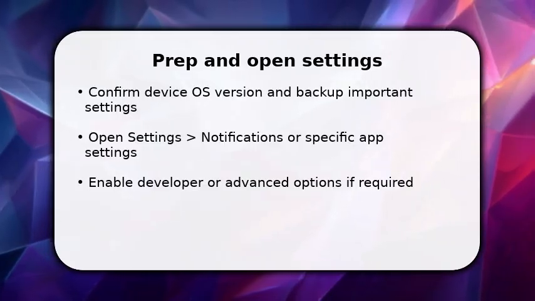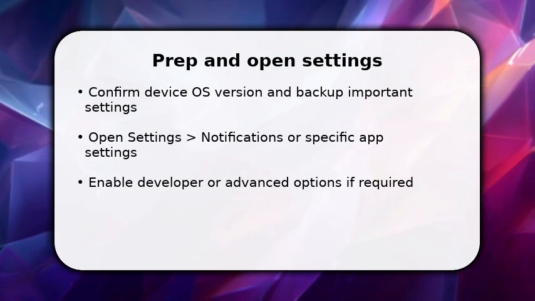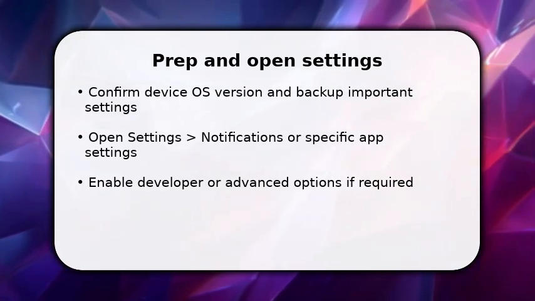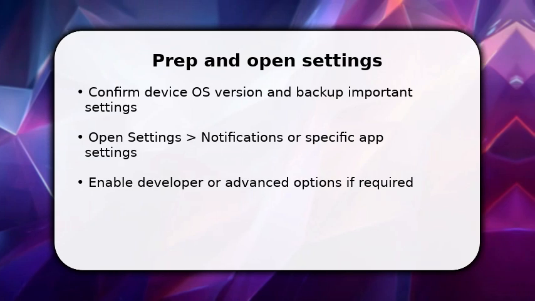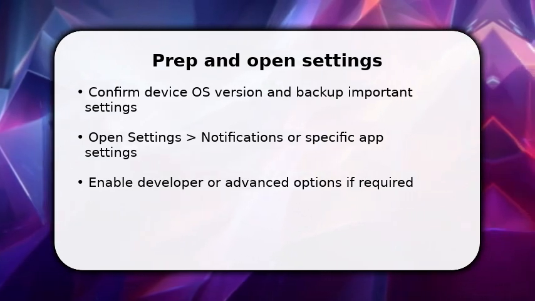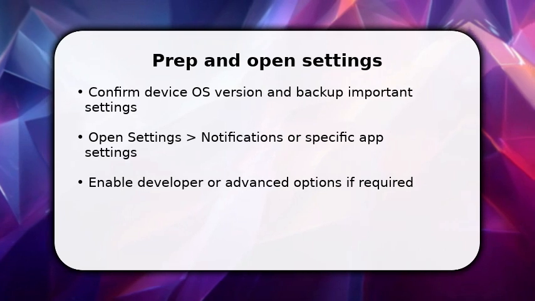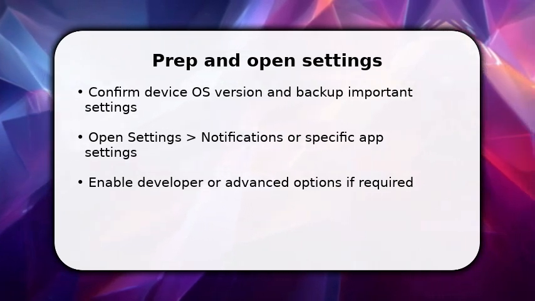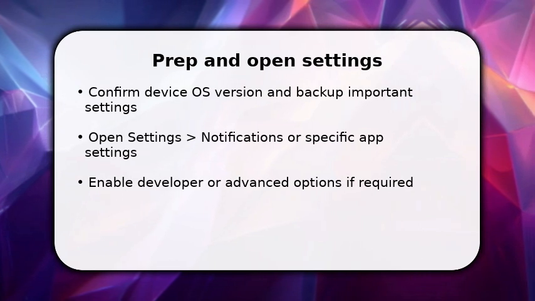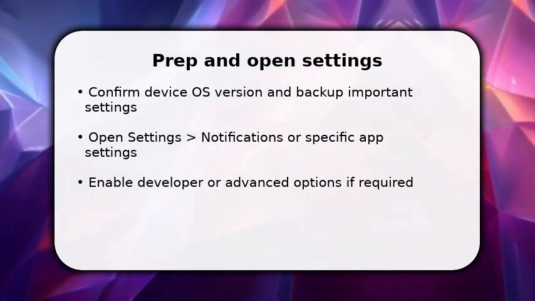You'll start by verifying prerequisites. Check your OS version and back up any critical settings. Once done, open Settings, then Notifications, or go directly to the target Apps Notification entry. Make sure any advanced or developer notification controls are enabled if your device hides them by default.